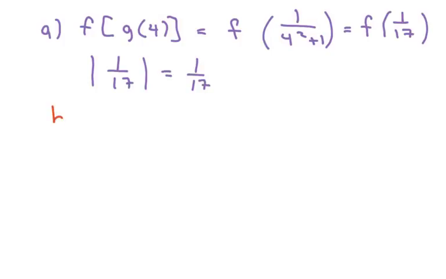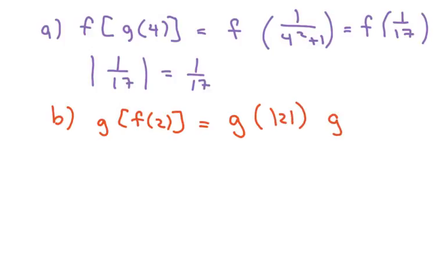Okay, the second one we have is g of f of 2. So we do the inner function first. f of 2 is going to be the absolute value of 2, which is just 2. And then you do g of 2, which you get 1 over 2 squared plus 1, which equals 1 over 5.